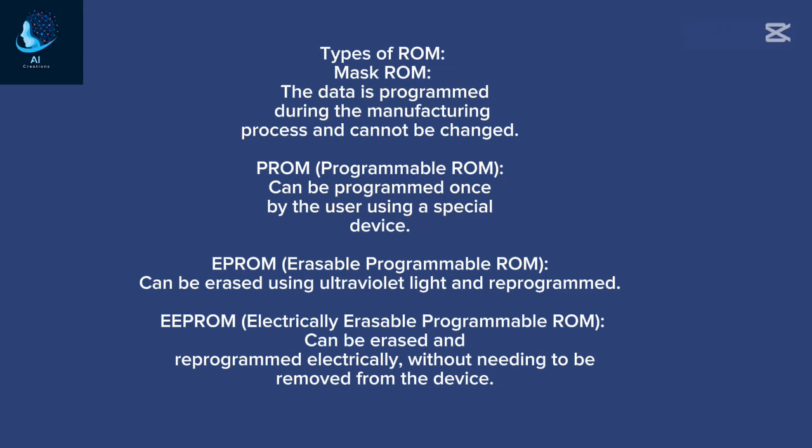Mask ROM. The data is programmed during the manufacturing process and cannot be changed. PROM, programmable ROM. PROM can be programmed once by the user using a special device. EPROM, erasable programmable ROM. EPROM can be erased using ultraviolet light and reprogrammed. EEPROM, electrically erasable programmable ROM. EEPROM can be erased and reprogrammed electrically, without needing to be removed from the device.